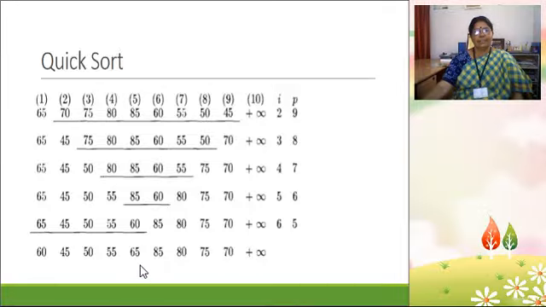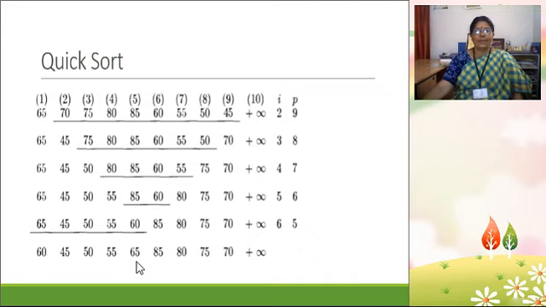Now here, which is the pivot element? Pivot element is the 65. So here, this is the partitioning element or the partitioning position. You can call it as partitioning element or pivot element.